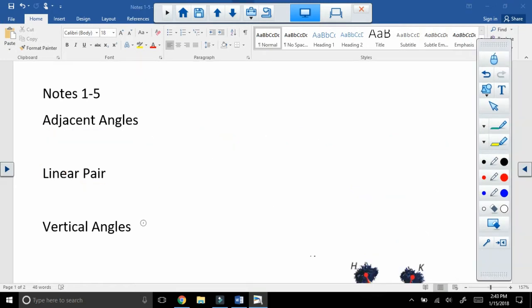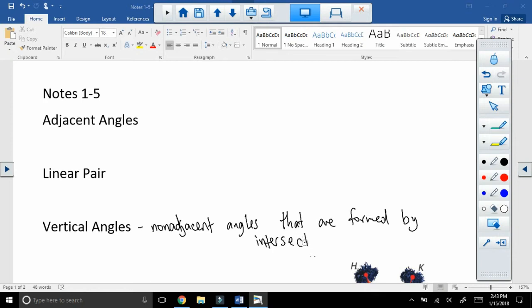And lastly here we have vertical angles. Vertical angles are non-adjacent angles that are formed by intersecting lines. And when you have vertical angles, they will be the ones kind of on opposite sides. I think about them being like across from each other.